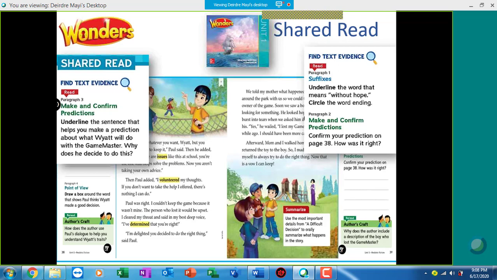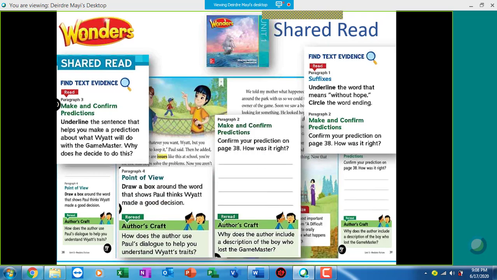Now, as students reread this text, here are the things that we want them to focus on. Author's craft. How does the author use Paul's dialogue to help you understand Wyatt's traits? Why does the author include a description of the boy who lost the game master?